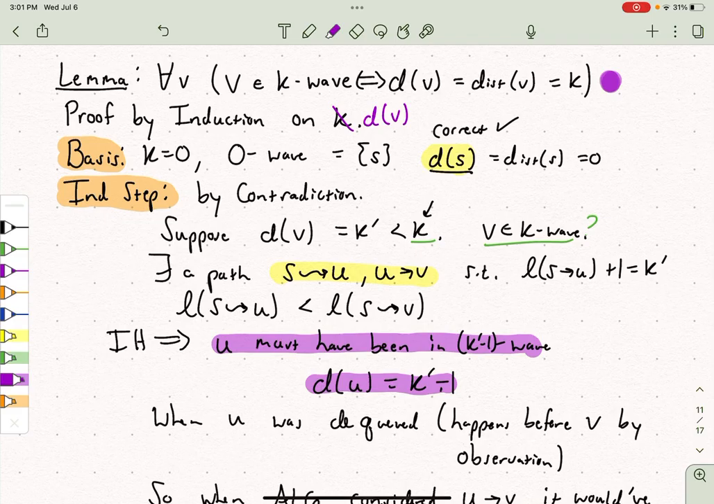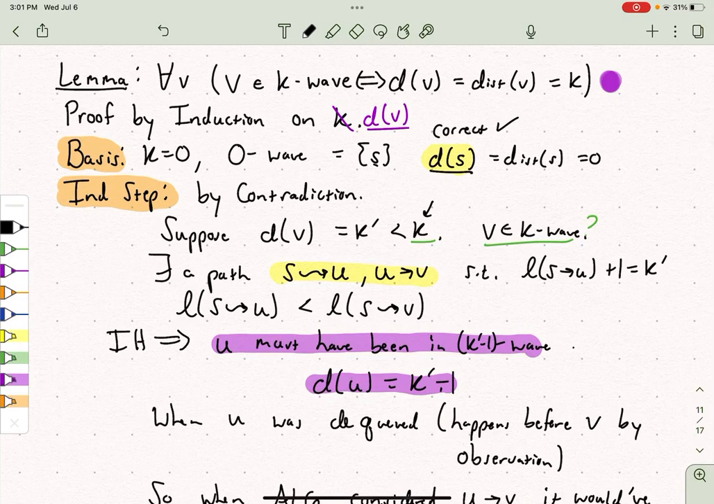In particular, v is in the k wave if and only if the distance of v is equal to k. So with this updated hypothesis, we're now inducting on this distance of v technically. Now this will be the same as k, but to make the proof work out right, we will technically induct on that. So when the distance of v is 0, well, we know the only thing of distance 0 is the set s, and so it's in the 0 wave. That's all correct as before.